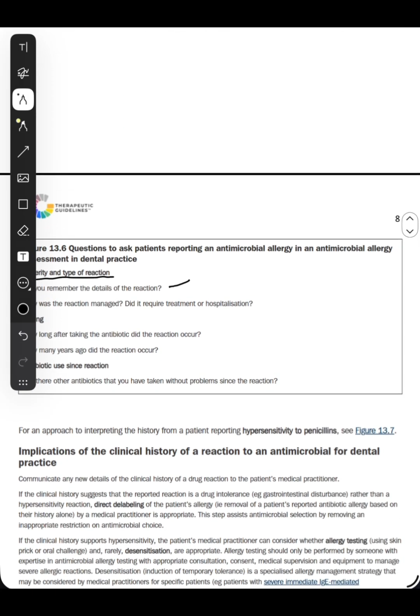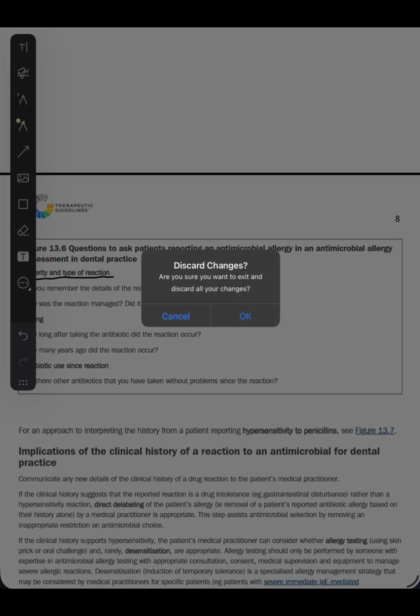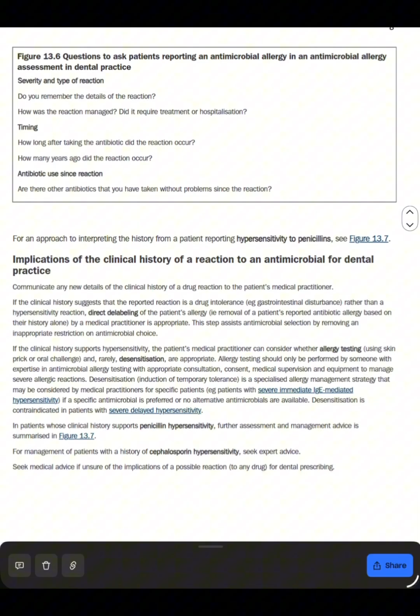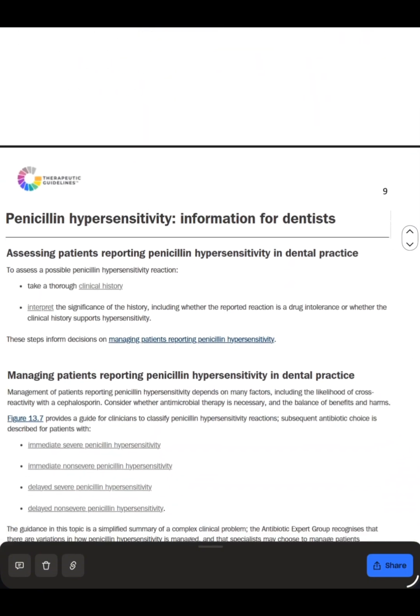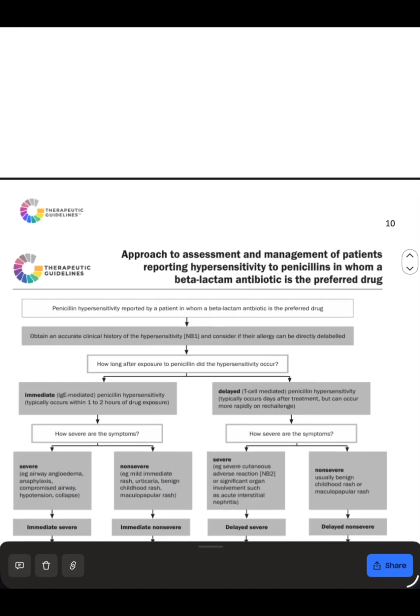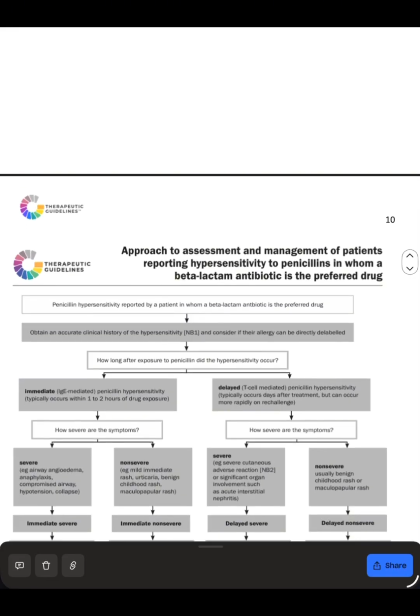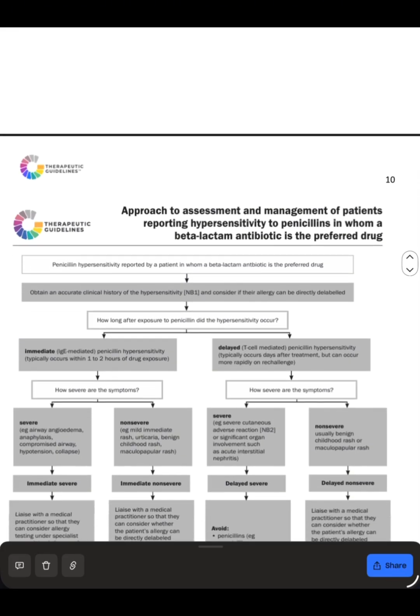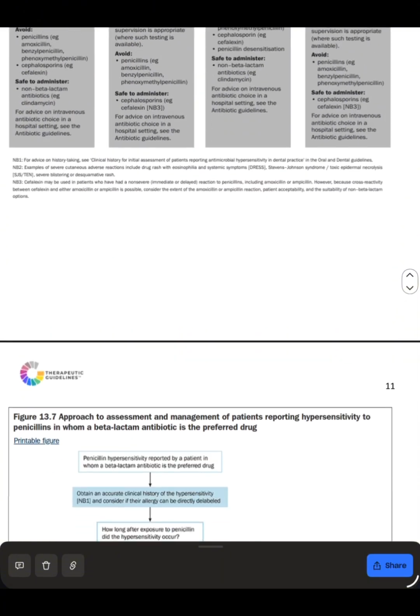For an approach to interpreting the history from a patient reporting hypersensitivity to penicillin, we'll see figure number 3.7. So figure number 3.7 is, we'll look at it in detail.